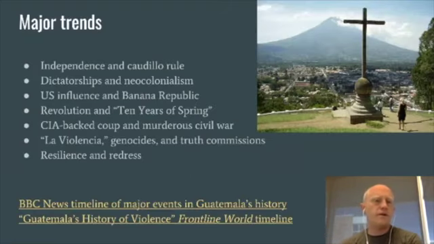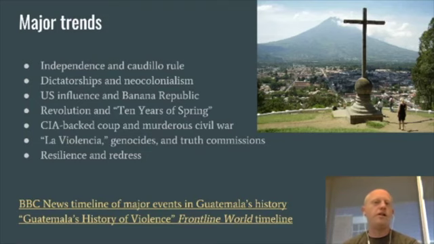The major trends that we're going to be talking about as we look at Guatemala's recent history include these. We're going to talk about independence and caudillos, dictatorships and neocolonialism, which were part of that movement for order and progress of the late 19th century that included things like scientific racism. We're going to look at the US influence on Guatemala and Central America and the creation of Guatemala as what is known as a banana republic.